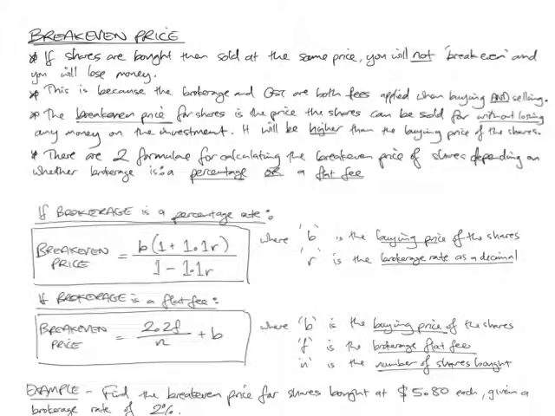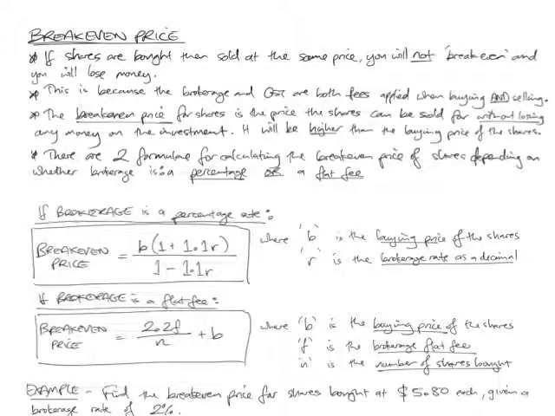This is another video. This one is on break-even price. So if you buy shares and then sell them at the same exact price you bought them for, you are not going to break even. You're actually going to lose money. Now why is that? That's because the brokerage and the GST happens on both transactions, and they're both costs. They're both fees that you pay when you're buying and selling. So you're losing money at both ends: the brokerage to the stockbroker and the GST to the government.